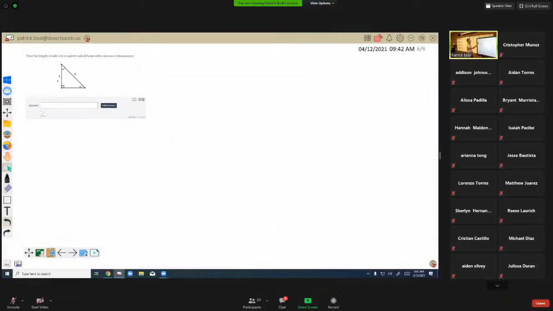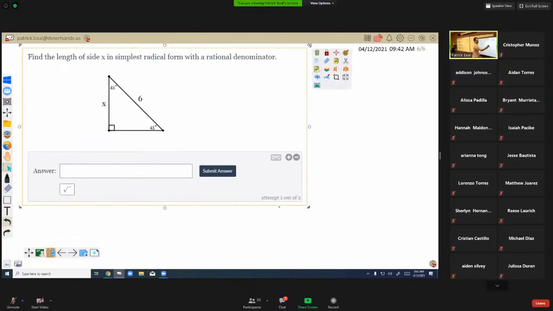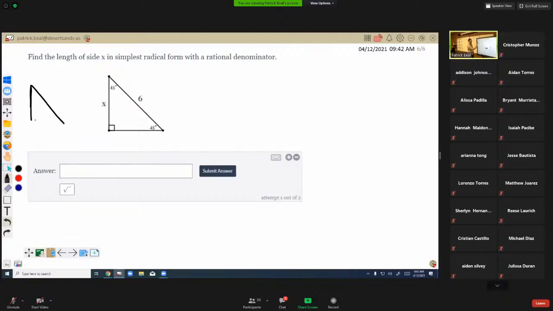All right. We want to find the length of side x in simplest radical form with a rational denominator. And we are going to have to rationalize the denominator again. So start by drawing your reference triangle. 1, 1, square root of 2.